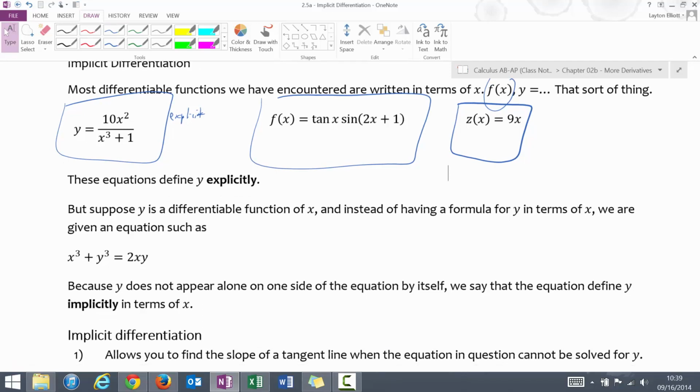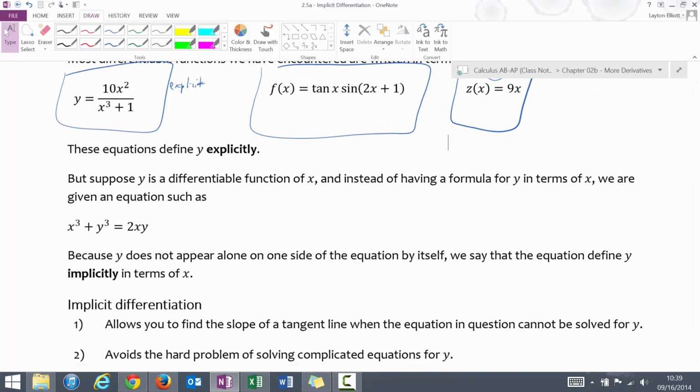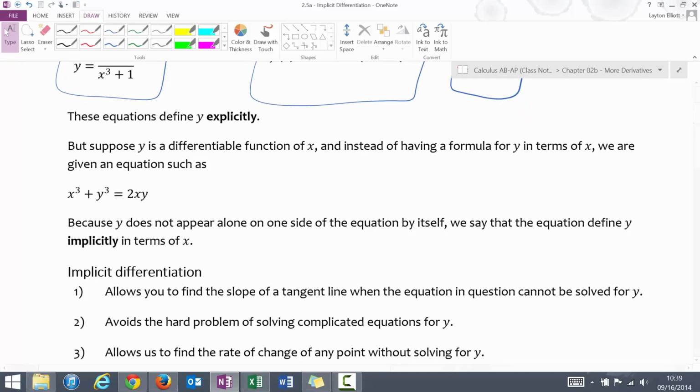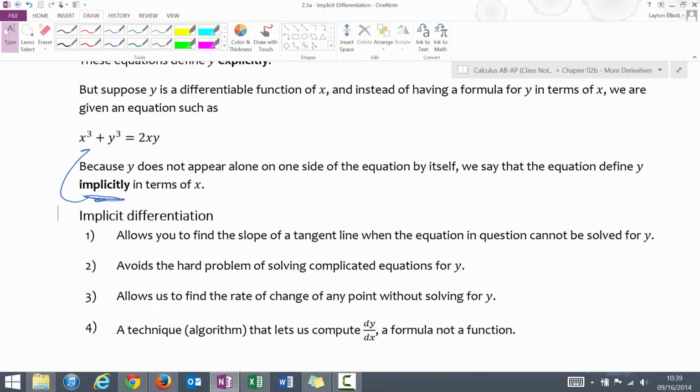But if y is a differentiable function of x, and instead of having a formula, we're given an equation with x's and y's on both sides, one that's not easily solvable for y, we call that implicit. This is defined implicitly. Basically, the best and only way to graph this is to plot a series of ordered pairs, or to have some knowledge about how the graph works. So we're going to do a technique to take a derivative of that.